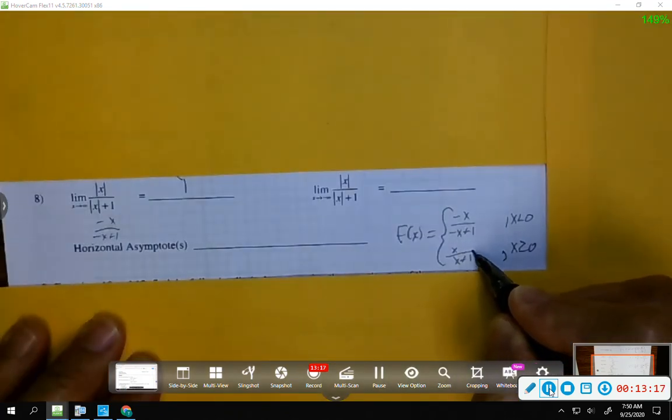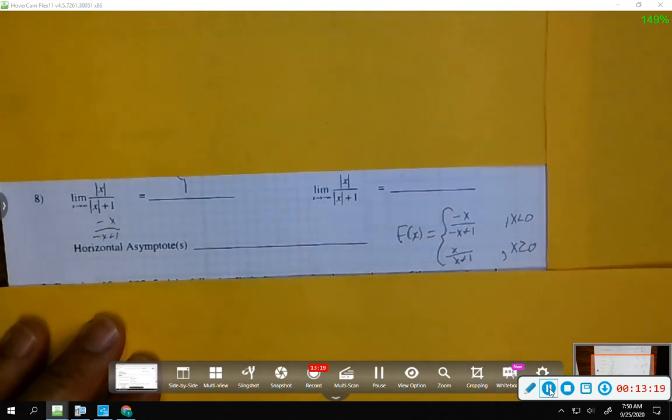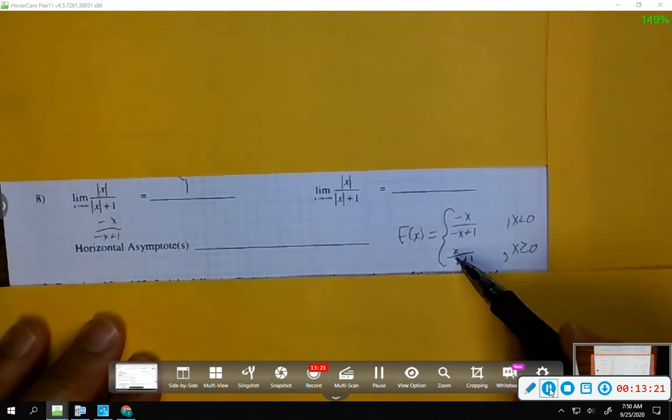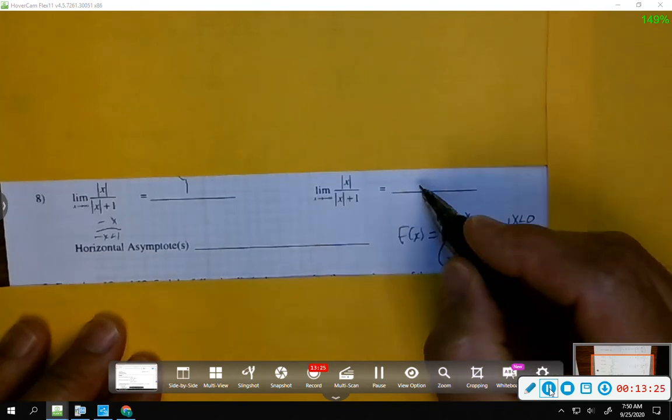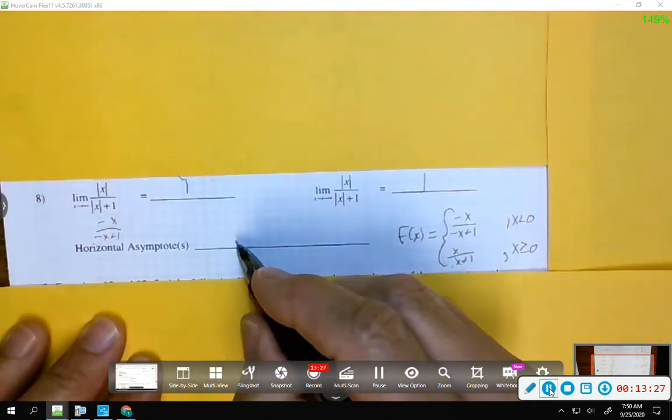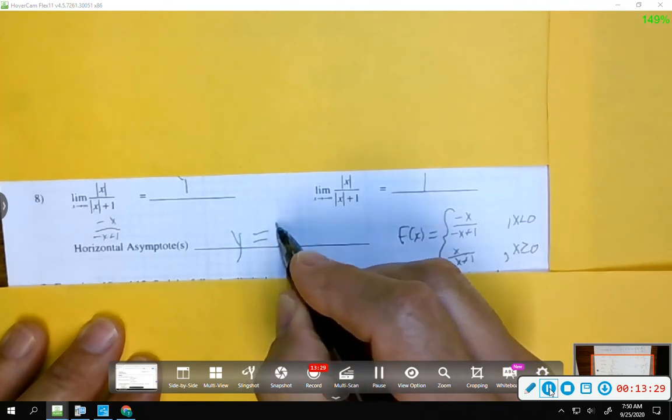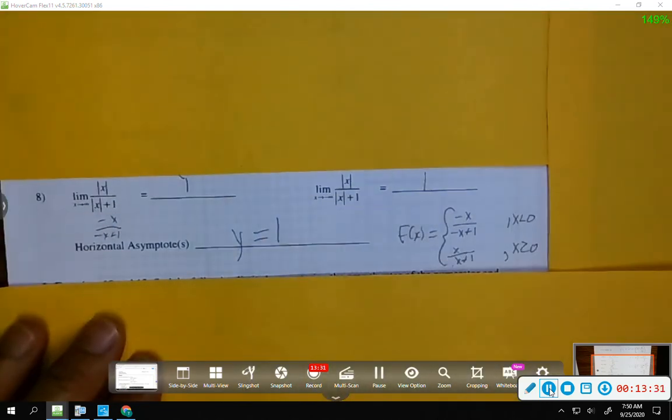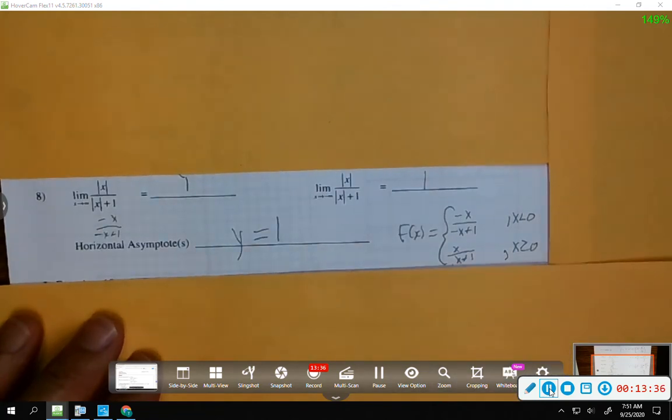This is why it's so important to be able to break these down into piecewise components. Because now the horizontal asymptote is 1 over, it's also 1. So it looks like we only have one horizontal asymptote here. Y equals 1. Okay? That's the end behavior model. But I want you to be able to write it like this so it makes sense.